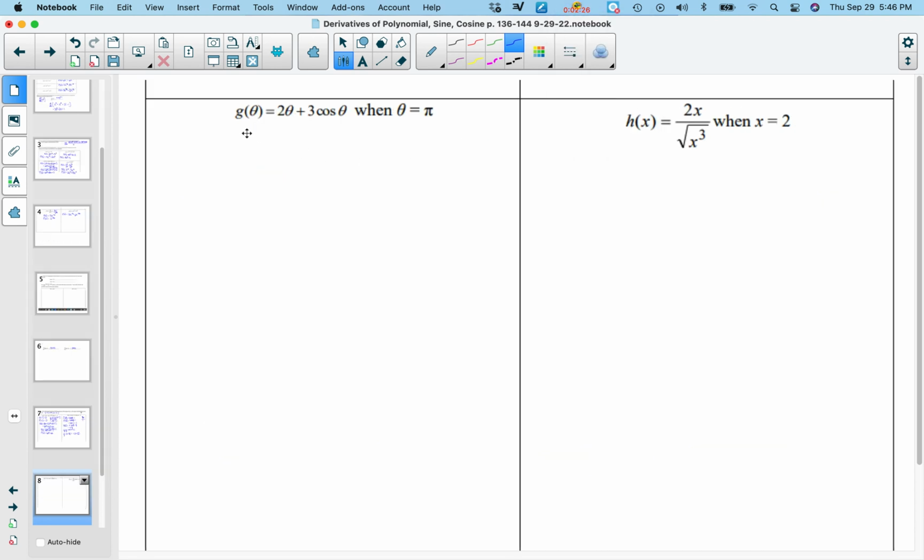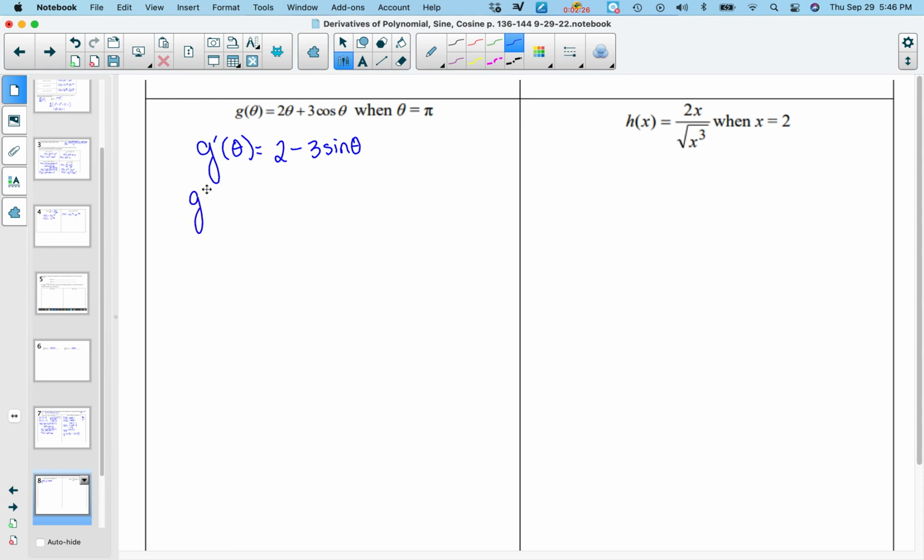Okay, so on the next one, we're going to start by finding g prime of theta. So the derivative of 2 theta, remember we're taking the derivative with respect to theta. Just like before, we took the derivative with respect to x, and it's just 2. And here we get the derivative of cosine is negative sine, so I'm going to change this to a minus 3 sine theta. So that's my derivative.